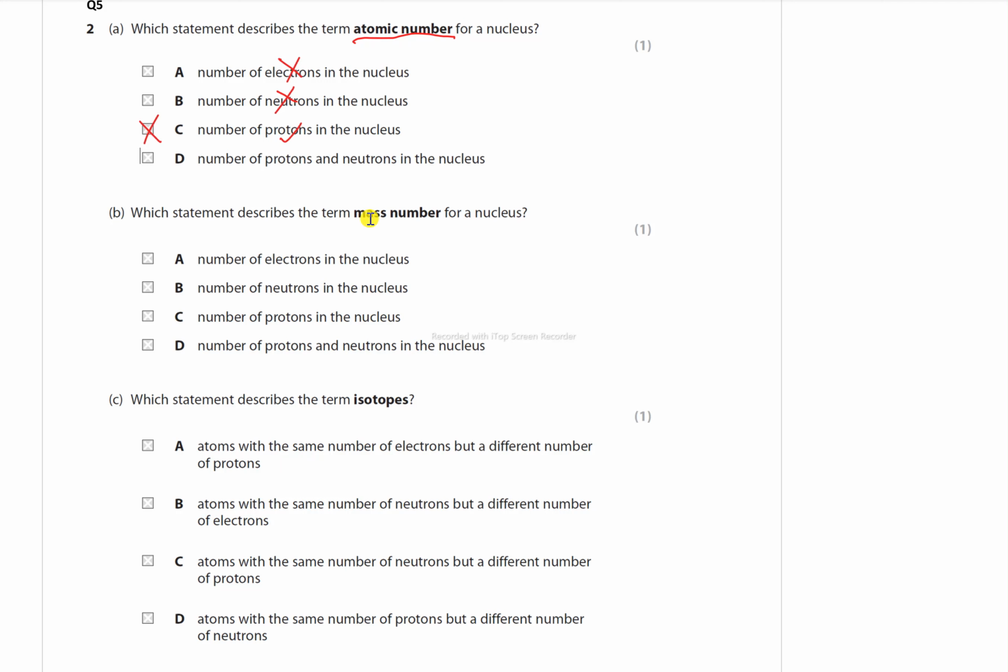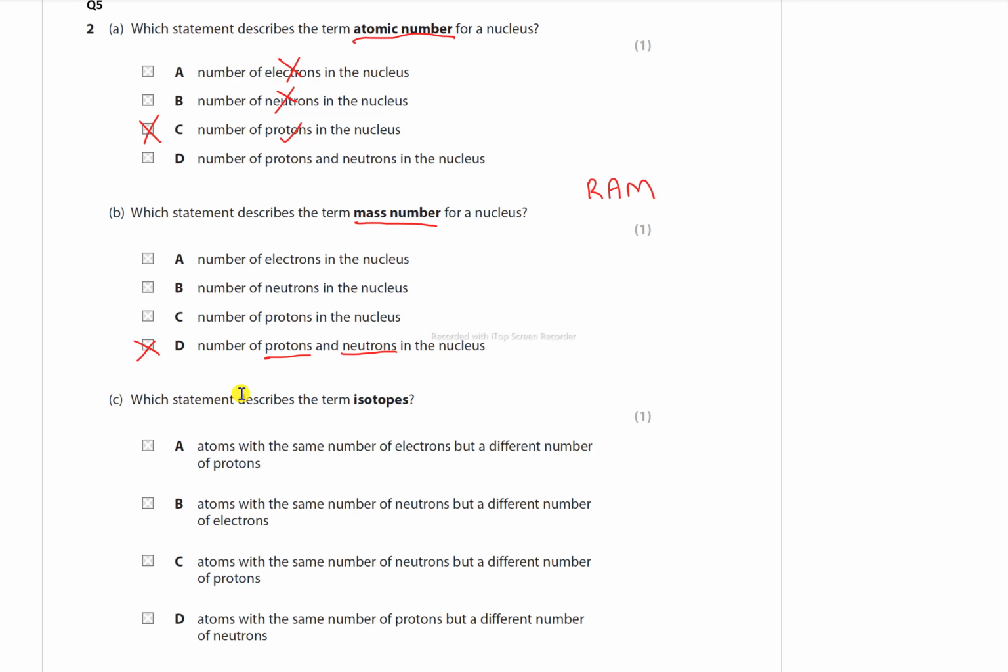Which statement describes the term mass number? In chemistry, they tend to use the word relative atomic mass. Here they're saying it's mass number. So it's the number of protons and neutrons in a nucleus.